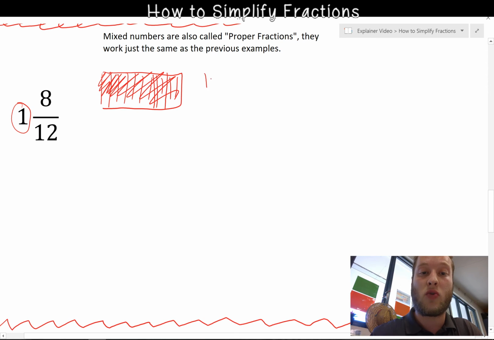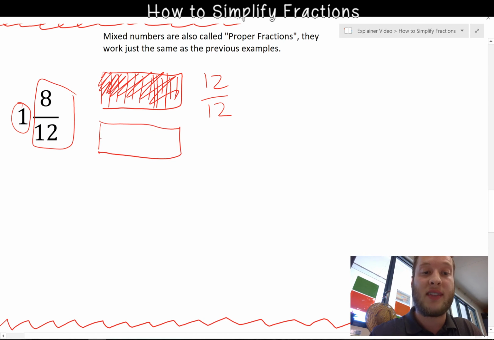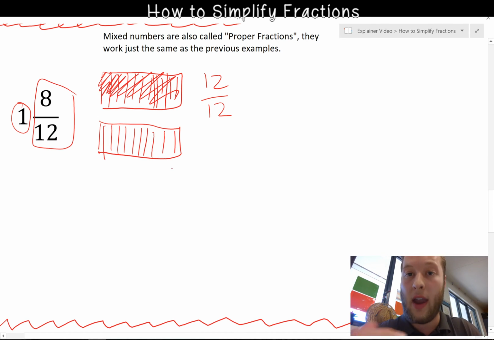So it means I've got 12 out of 12 colored in, and it means I need to now get another chocolate bar to show 8/12. So again, I show the same size chocolate bar. It's got exactly the same amount of cut up pieces. It should have 12 lines. Obviously, I'm not drawing it accurately, so forgive me. And I'll color in 8 of them. So it should be 1, 2, 3, 4, 5, 6, 7, 8, 9, 10, 11. I just need one more. There you go, out of 12.